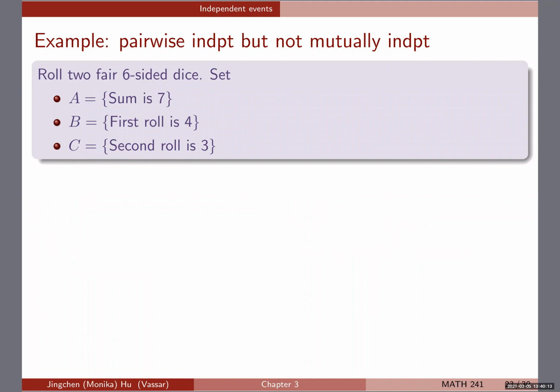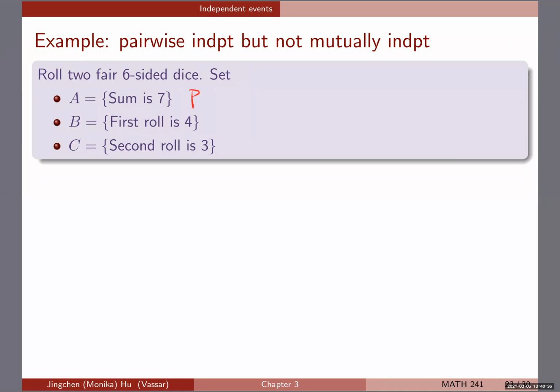Here, we're rolling two fair six-sided dice. There are three events here, A, B, C, and as you can see from the title of this slide, we're gonna show that they're pairwise independent, but not mutually independent. So to get started, let's first think about the probability of each event, just to make sure.